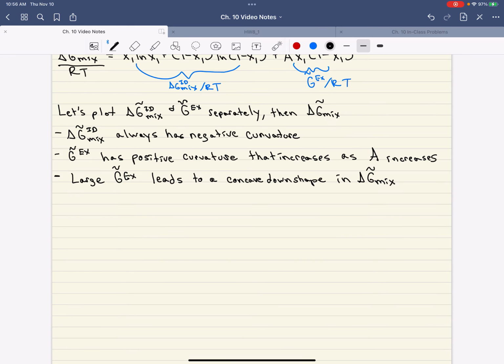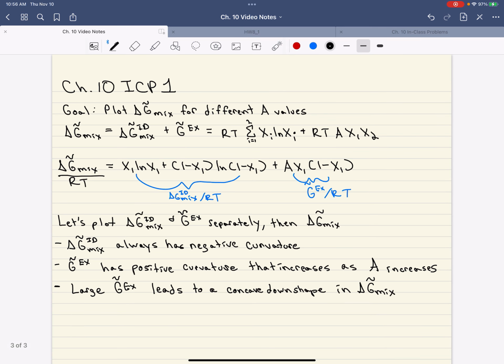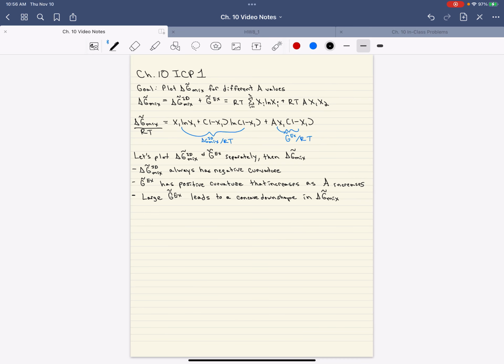Okay? All right, and so just with this relatively simple equation, we could gain insight, or we could begin to see how non-idealities in our system will start to affect the stability and what's known as phase behavior of our mixture as well.